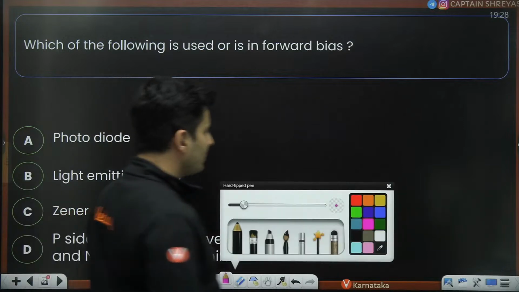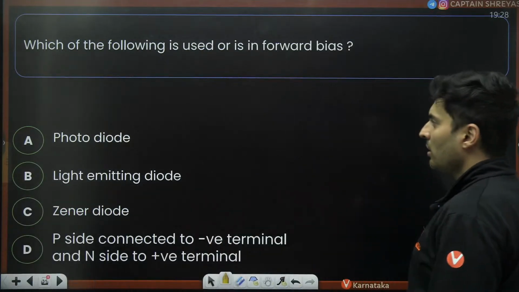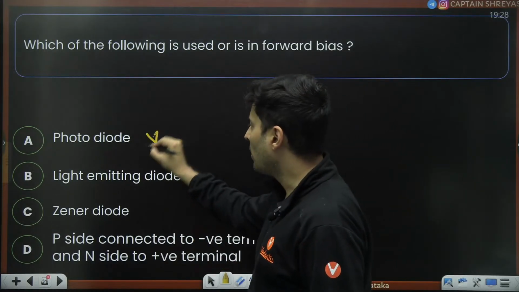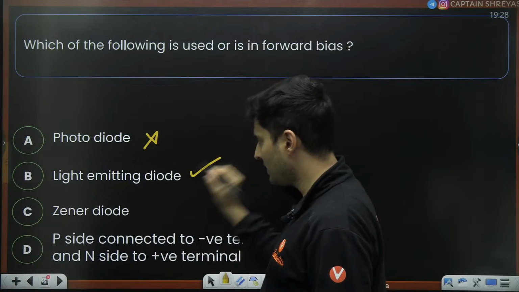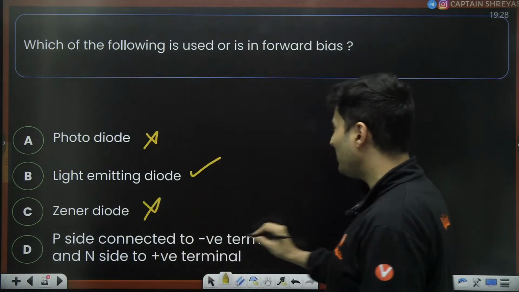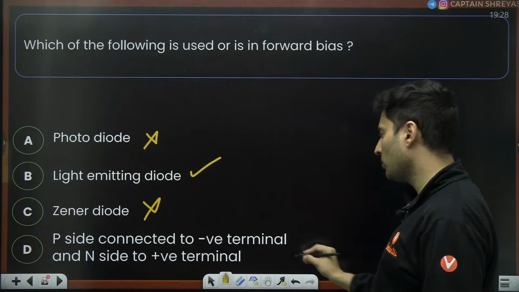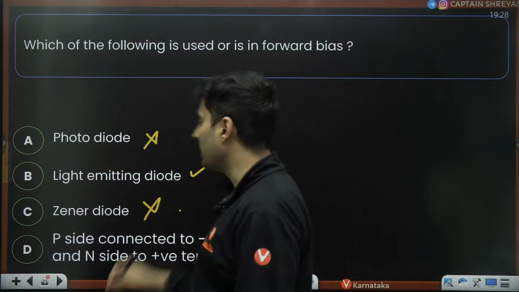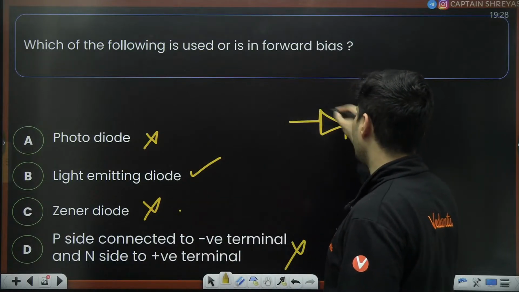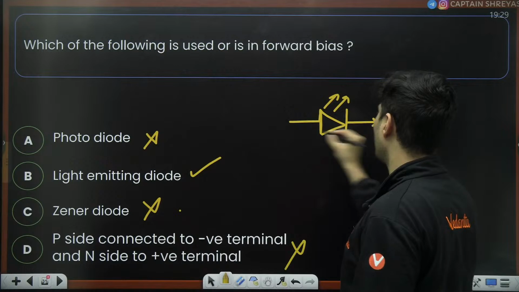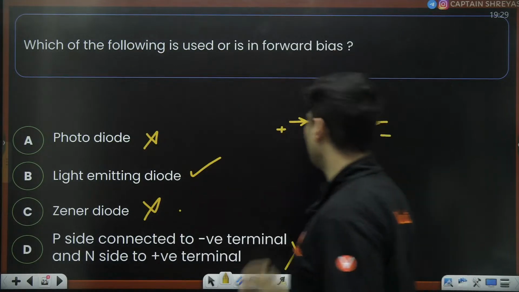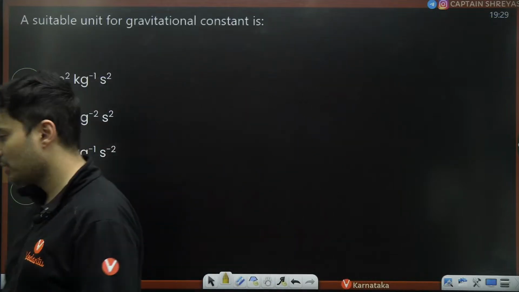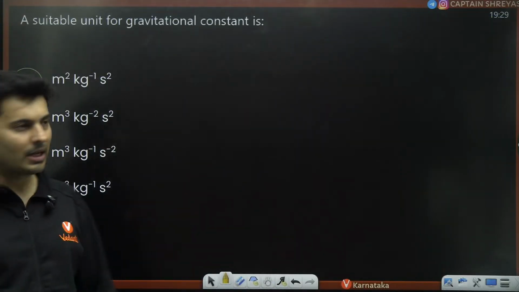Which of the following is used in forward bias? Photodiode, wrong, reverse bias. Zener diode, reverse bias. P is connected to negative, N is connected to positive, that is reverse bias. All these are reverse bias. Only the light emitting diode, the symbol for which looks like this, is connected in forward bias, meaning this is positive, this is negative, this is P, this is N. That is the only diode. Correct. Next important question coming up on your screen.